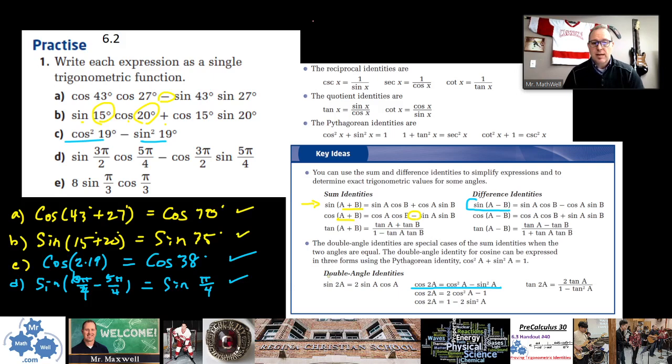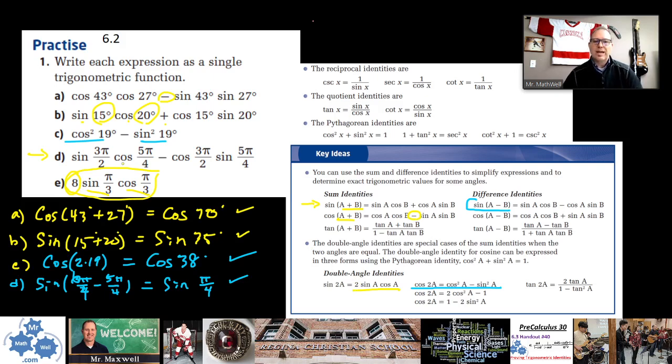Now, sine of pi over 4 is pretty straightforward, even though this looks pretty complicated. Arguably the trickiest one here is E, because this doesn't look like anything on our chart. But what is it closest to? A number times sine of something times cos of the same thing. Here we go, that's close, although that's a 2 there, and this is an 8.